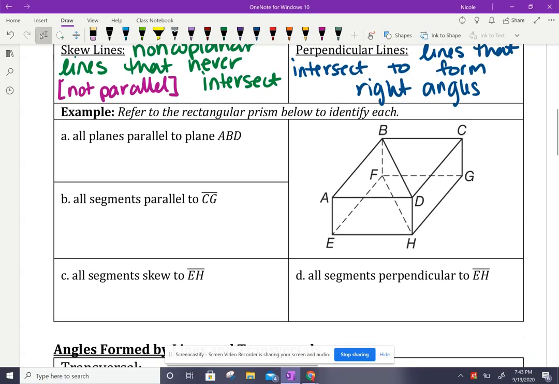So we're going to look and identify some of these different types of things using this figure to my right, this rectangular prism. And I'm going to color code it because it gets a little confusing with all these pieces. So the first thing I'm going to talk about is A, that says all planes that are parallel to plane ABD. So first I'm going to highlight or outline plane ABD. So A to B to D is going to be this whole top rectangle. The whole top rectangle is plane ABD.